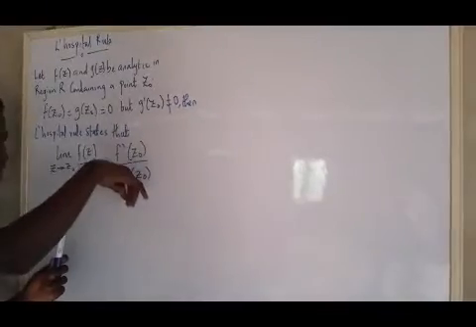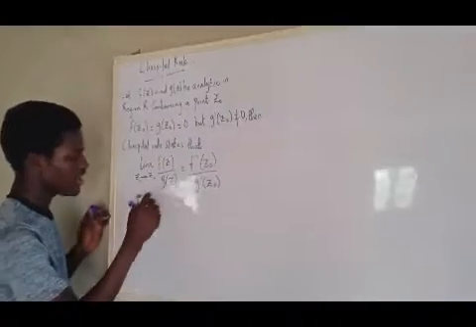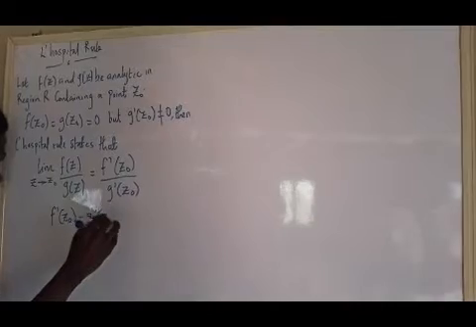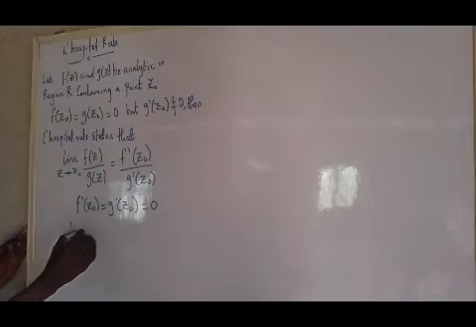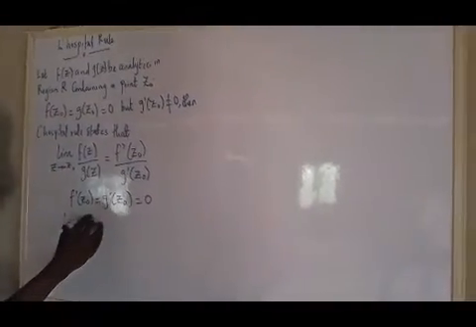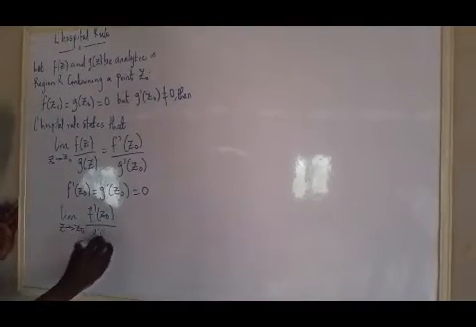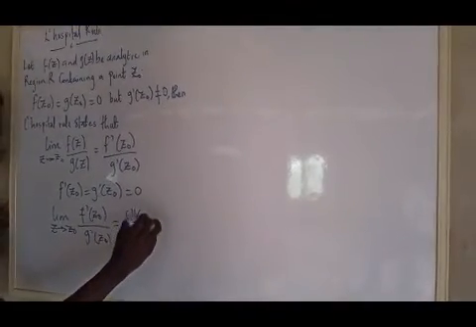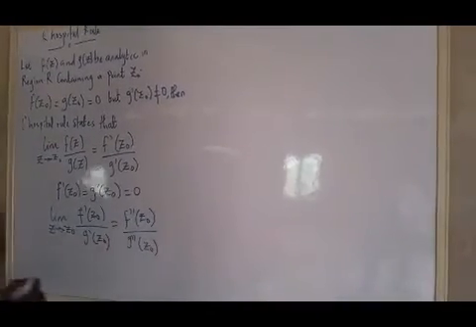Now if f prime of z naught is equal to g prime of z naught and they are still equal to 0, what you do again is say the limit as z tends to z naught of f prime of z over g prime of z will give you f double prime of z naught over g double prime of z naught. Do we get that now?